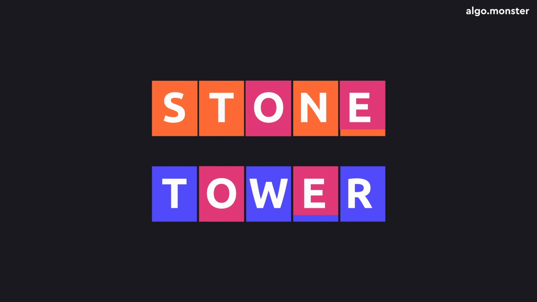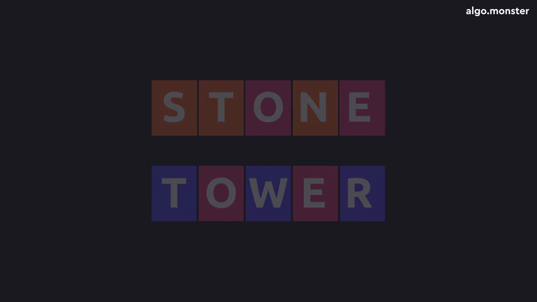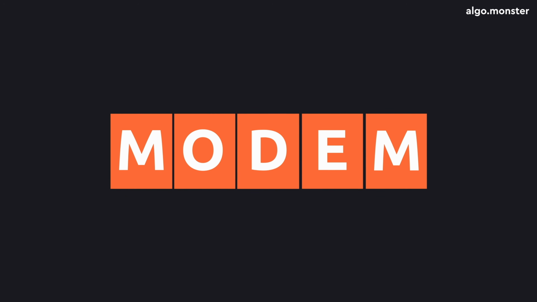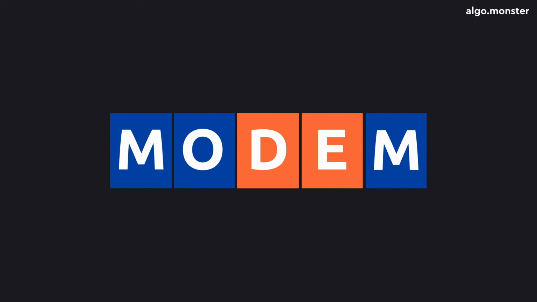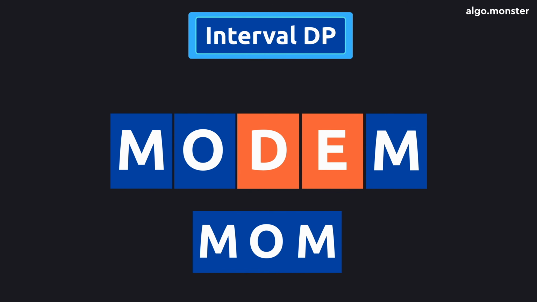Okay, we've learned how to compare two strings. But what if you have just one string and you need to find something special inside it, like a palindrome? That's where the next dynamic programming pattern comes in, interval DP. And you'll see that it's actually very closely connected to what we already know.